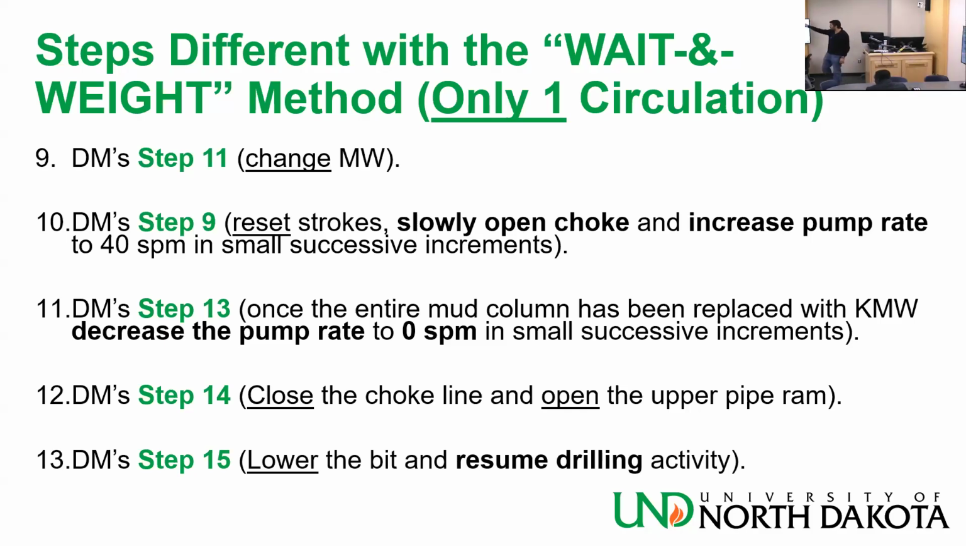Now, you see, we only have 13 steps. With DM, we have 15 steps. There is a reason for that. We only use one circulation. I mean, there's an advantage associated with that. Two steps less is a lot of hours of drilling time. You save a lot of money if you do it properly with the wait and weight method. And we're going to go through that in more detail next week.